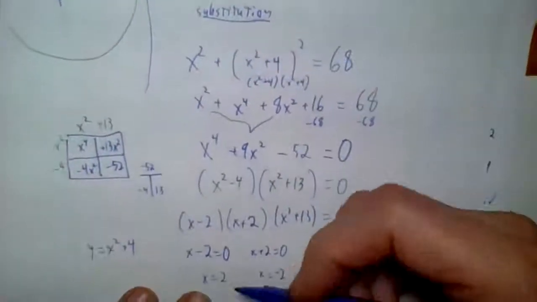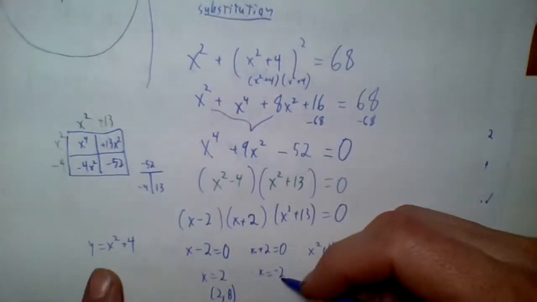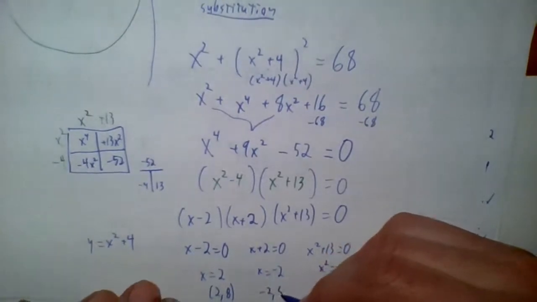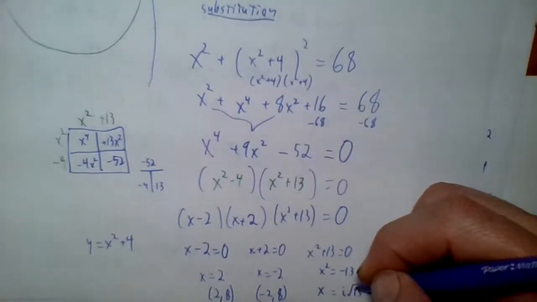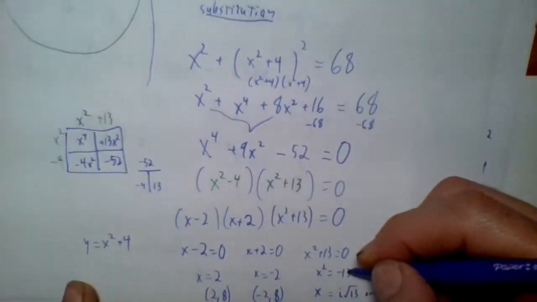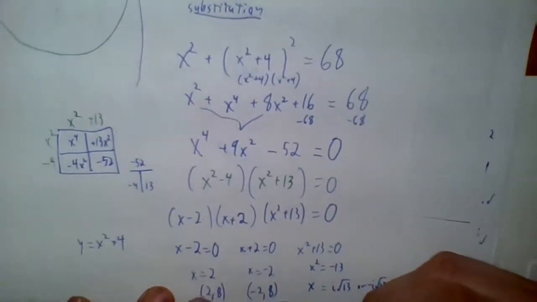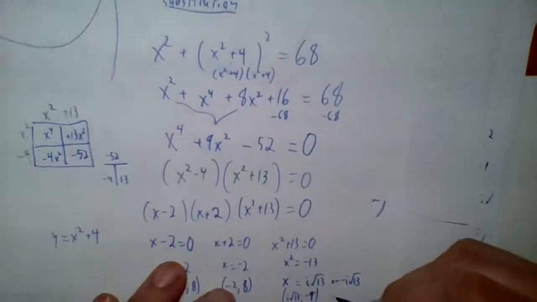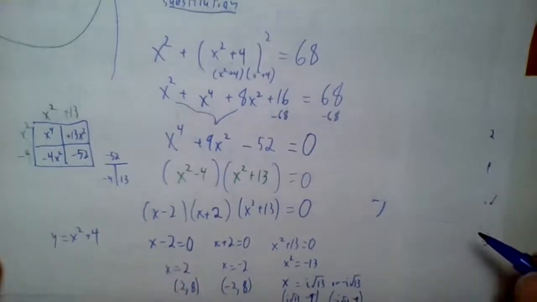So using that, if you plug in 2, you get 8. So this is the ordered pair 2, 8. If you plug in negative 2, that's still 4 plus 4 is 8. If you plug in one of these things, well, x squared is negative 13. So you end up with negative 13 plus 4, which is negative 9. So i square root of 13 goes with a y of negative 9. And negative i square root of 13 goes with a y value of negative 9 also.